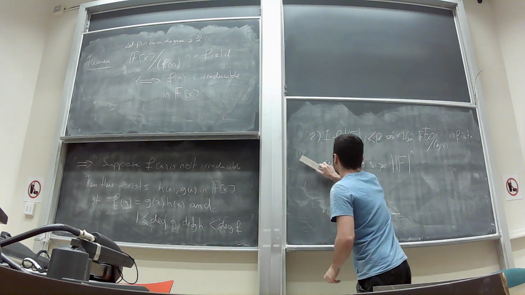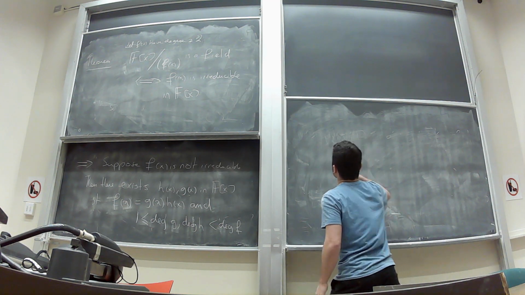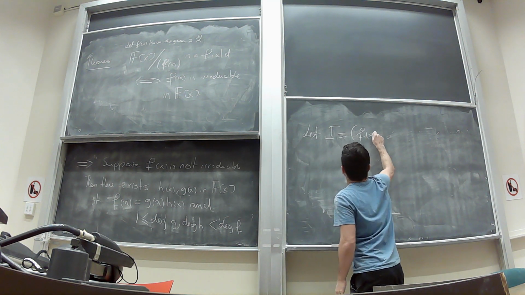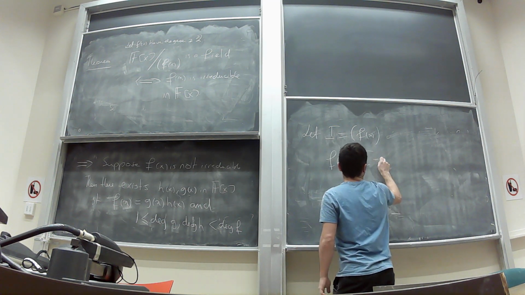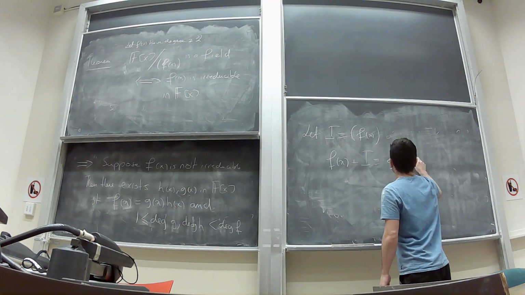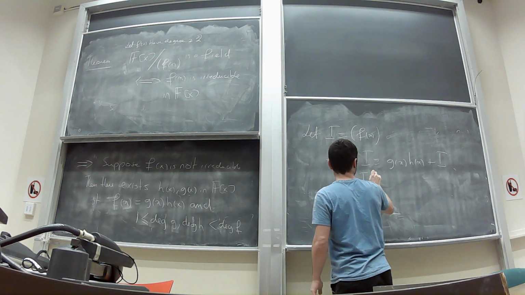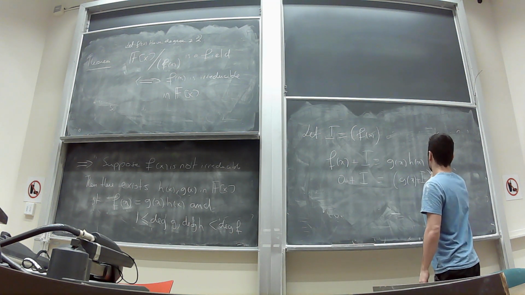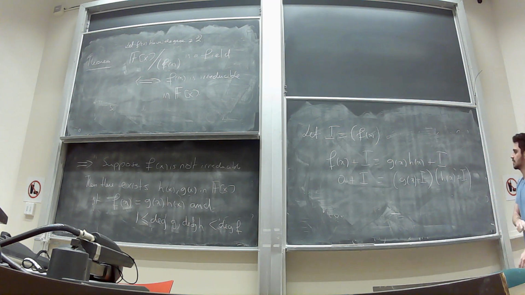Then, let's look at f of x plus I. So let I be the ideal generated by f of x. What is f of x plus I? It is equal to g of x times h of x plus I. What is that? This is a 0 plus I, and this is equal to g of x plus I times h of x plus I. This is the property of the quotient ring, right? Multiplication in the quotient ring.